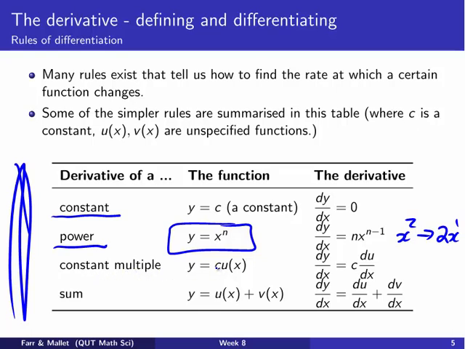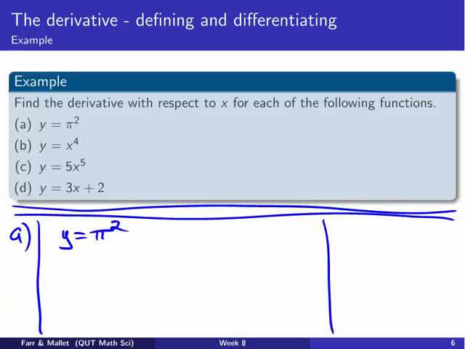Constant multiples of functions, y equal to a constant multiplied by some other function u of x, have derivatives which is that same constant multiplied by the derivative of that function, du dx. Sums of functions, when you have y equal to a function u of x plus a function v of x, the derivative of y is the derivative of u plus the derivative of v. So we say the derivative of the sum is the sum of the derivatives.